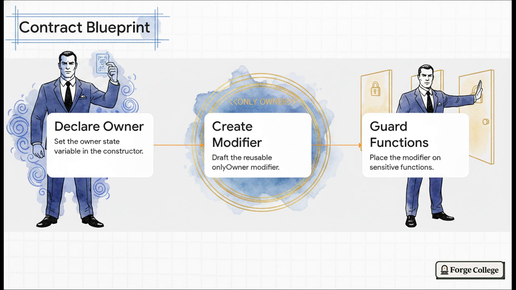So we build this in 3 highly logical steps. Step 1, we hire the bouncer by declaring the owner state variable right there in the constructor when the contract is deployed. Step 2, we lay down the strict rules by creating our reusable OnlyOwner modifier. And step 3, we put that bouncer to work, placing them directly in front of our sensitive functions, like a function that sets a critical system value.